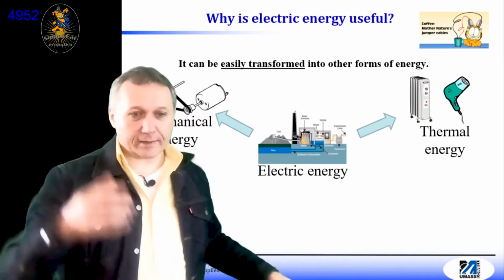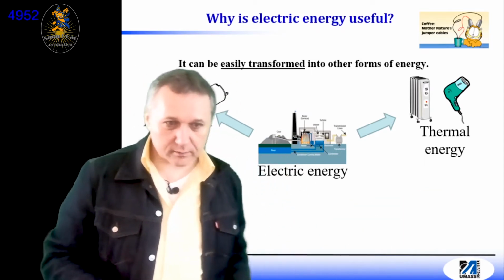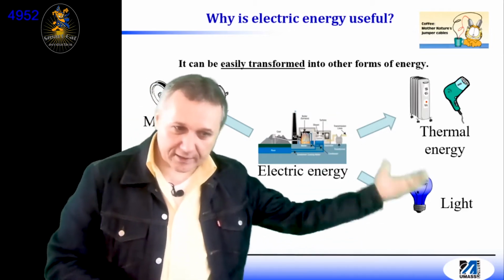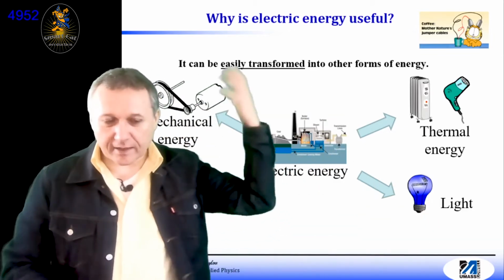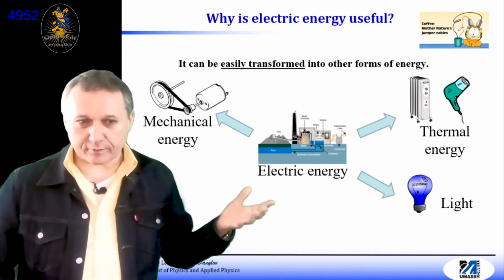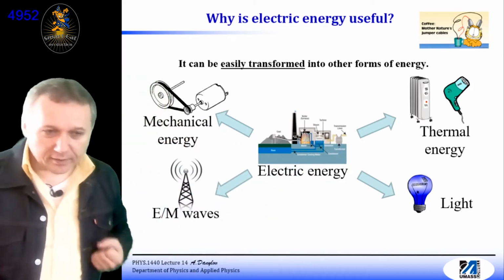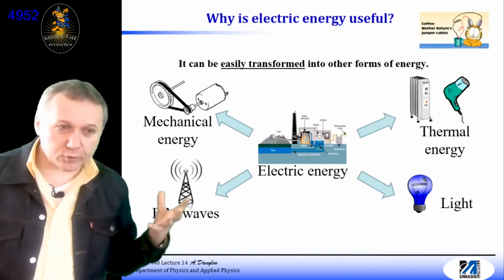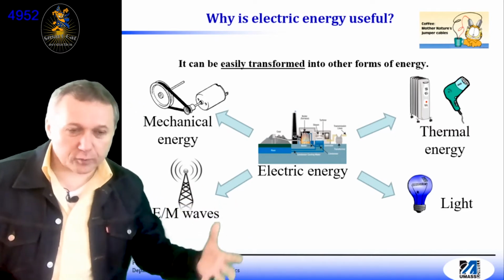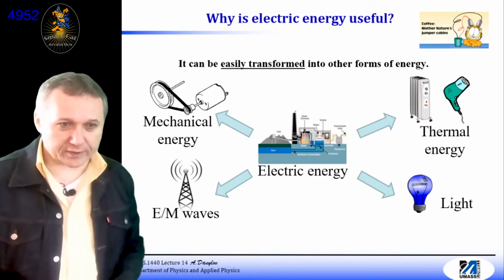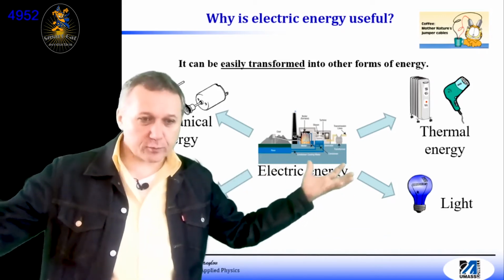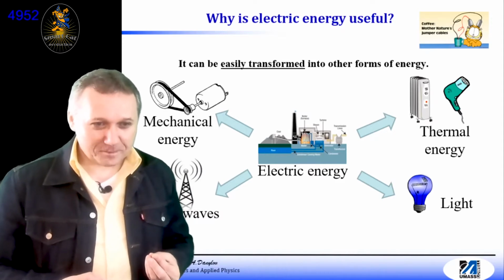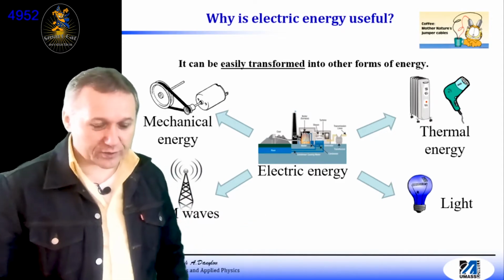Then let's say I want light. I take a bulb, plug it into the outlet, and again, the bulb transforms electric energy into light. Then let's say I want to generate electromagnetic waves, like with a router. Again, plug it in, and it will generate electromagnetic waves. So every time, we transform electric energy into other forms of energy. Pretty much all these electrical devices which we have in our houses are basically transformers of electric energy into something else.